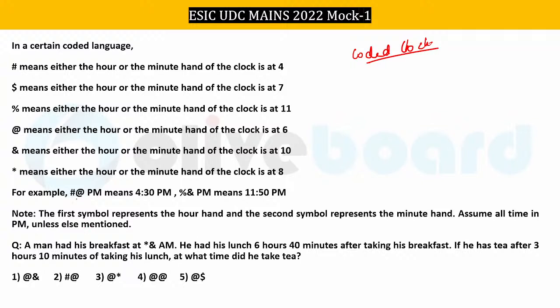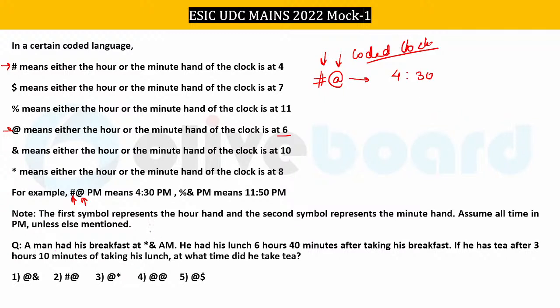So you can see that the first symbol is representing the hour hand and the second symbol is representing the minute hand. So if we have hash at the rate, hash at the rate means first is hour hand. So hash means what? That the hour hand is at 4. So you will have 4. And the minute hand is at the rate, that means minute hand is at 6. So when the minute hand is at 6, we have 4:30. So it should be 4:30 p.m. here. Okay? So let's check it out.